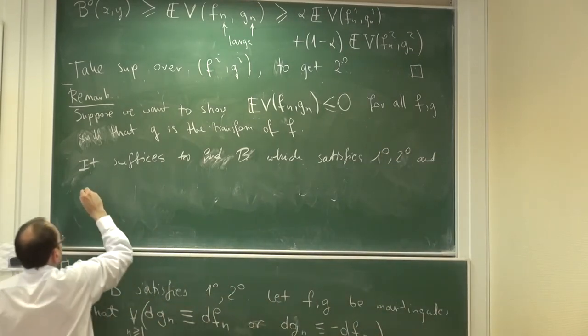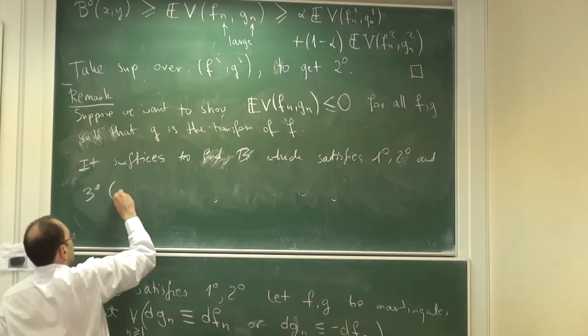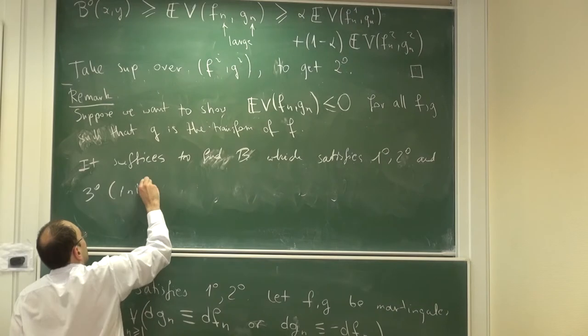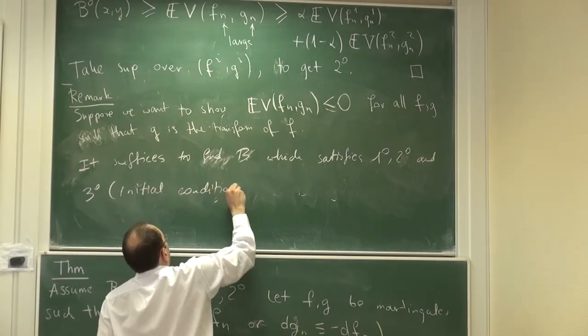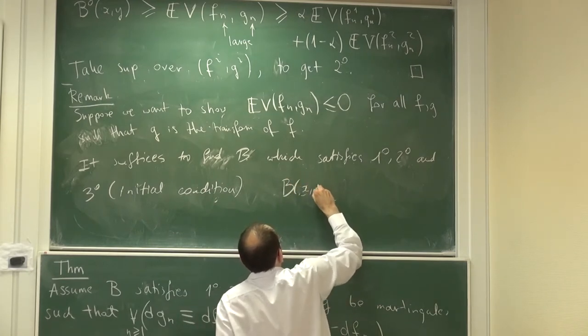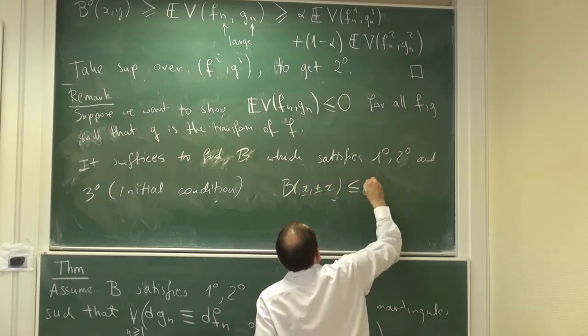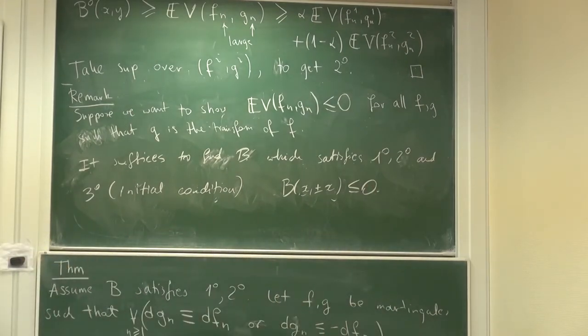and the following third condition, which I will call the initial condition. Namely, we have already talked about this. What is the point here? Why do we write this?